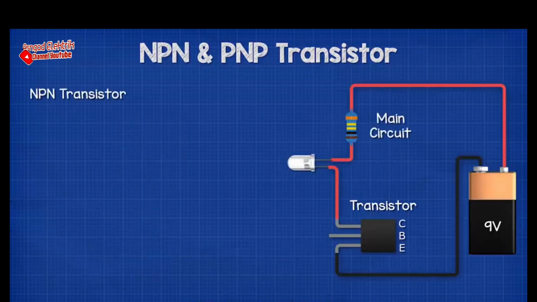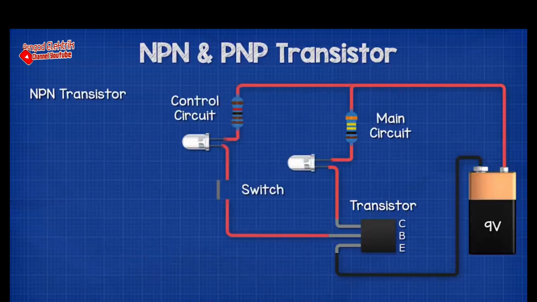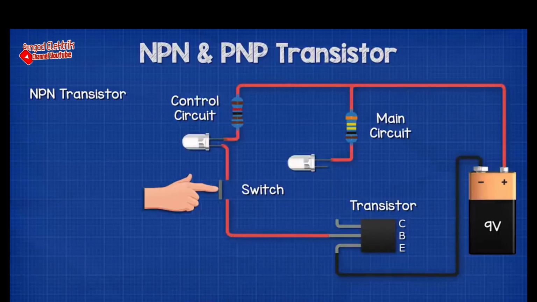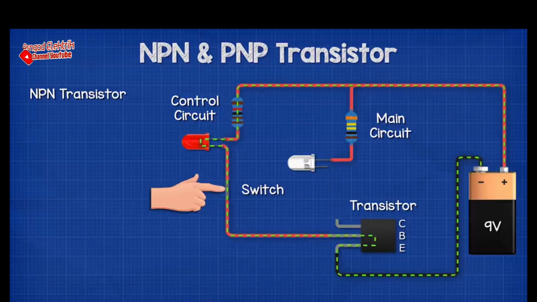With an NPN transistor, we have the main circuit and the control circuit. Both are connected to the positive of the battery. The main circuit is off until we press the switch on the control circuit. We can see the current is flowing through both wires to the transistor. We can remove the main circuit, and the control circuit LED will still turn on when the switch is pressed, as the current is returning to the battery through the transistor.